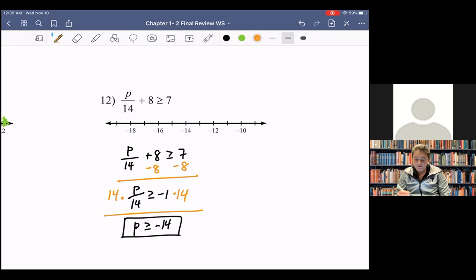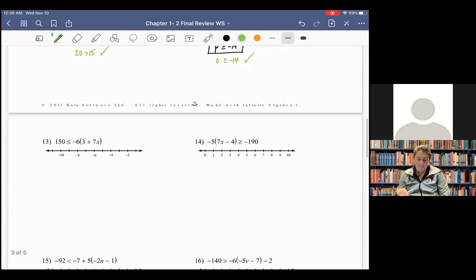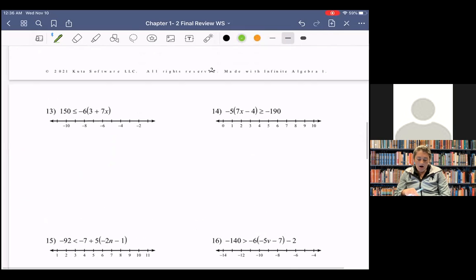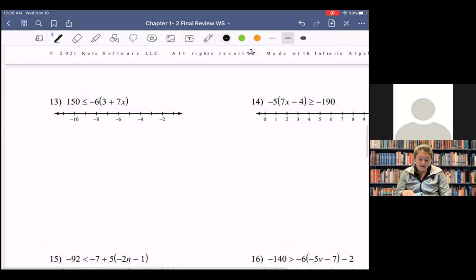Okay, so I'm going to put a closed circle at negative 14 and shade to the right. So I'm going to test the number. So I know way over here is going to be 0 somewhere. 0 greater than or equal to negative 14 is true. So that's good, because 0 is bigger than negative 14. Right? It would not be bigger than regular 14. Oh, excuse me. Okay, number 13.